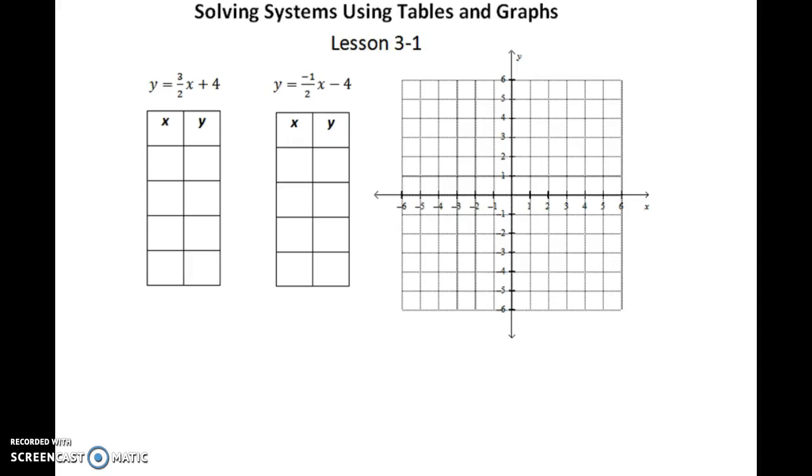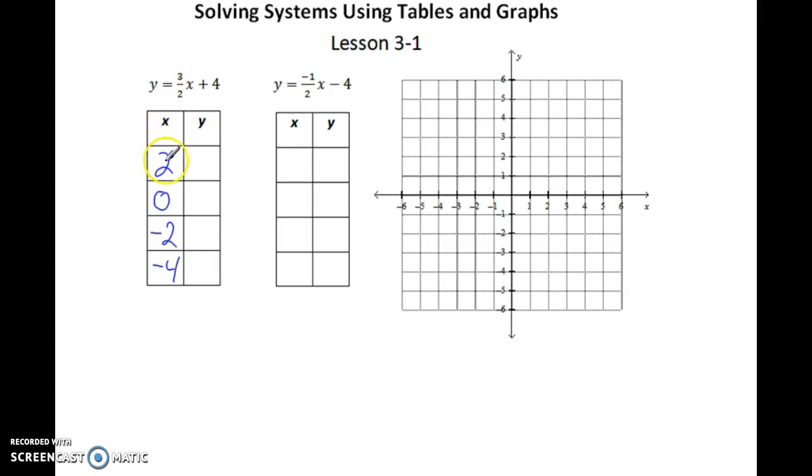So today we're going to solve systems using tables and graphs. Let's start with tables here. I'm just going to choose some x values. I see a denominator of 2, so I'm going to pick some even numbers, maybe 2, 0, -2, -4. So just choose some x values you're going to plug in, and we're going to plug them into this expression.